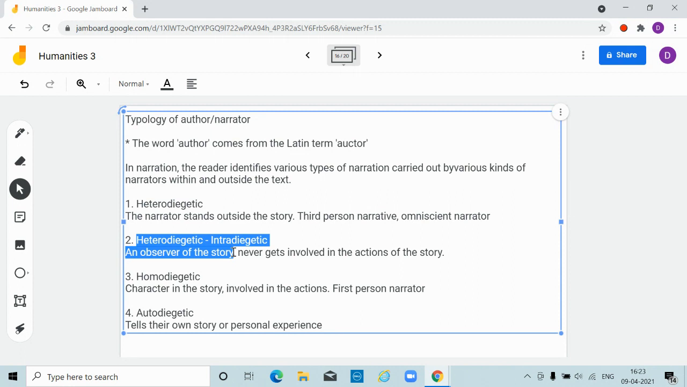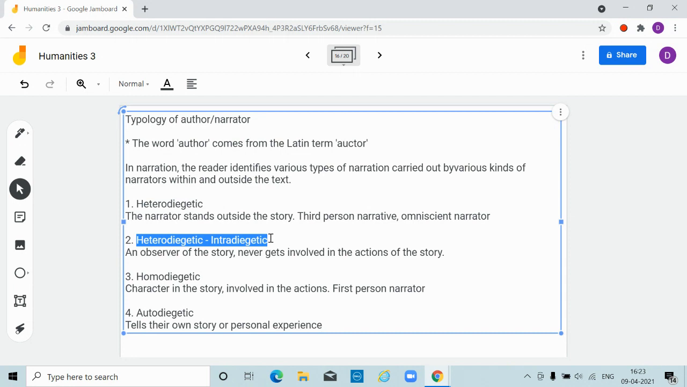He is a character in the story, but he remains an observer throughout. He never plays any part. He never gets involved in any of the actions of the story. That's why he is called a heterodiegetic, intradiegetic narrator. He is a character within the story, but he remains an observer throughout.